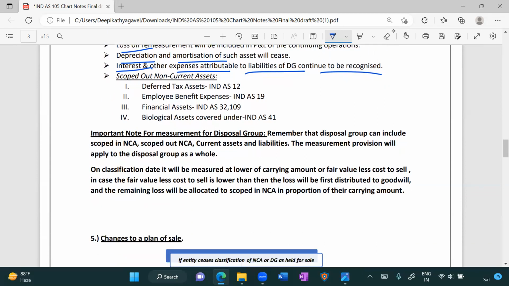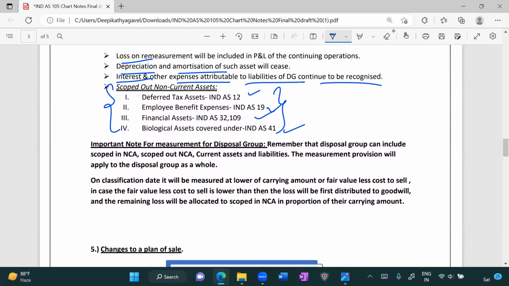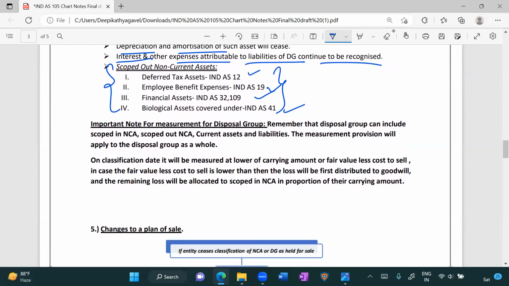Right? And there are some scoped out non-current assets, right? We say non-current assets. Now this standard is applicable to all the non-current assets except these ones. It is not applicable to deferred tax assets, employee benefit expenses, financial assets, and biological assets, which are covered under 41, right? So the standard's applicability is broadly all non-current assets except this. Deferred tax, not applicable. Employee benefit expenses, not applicable. Financial assets, not applicable. And biological assets, not applicable, right?